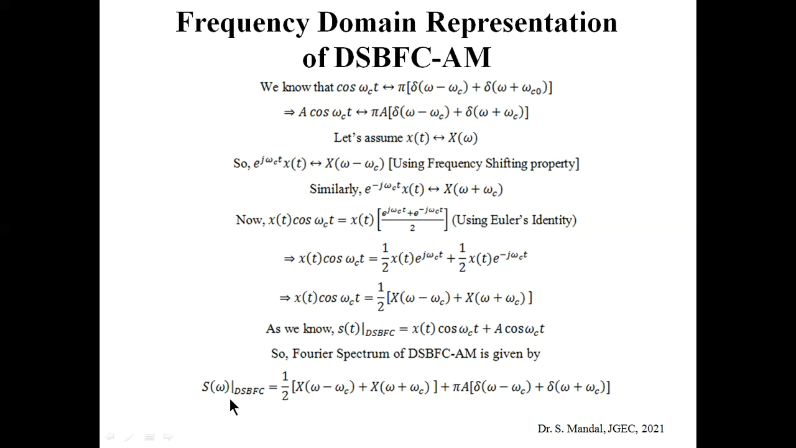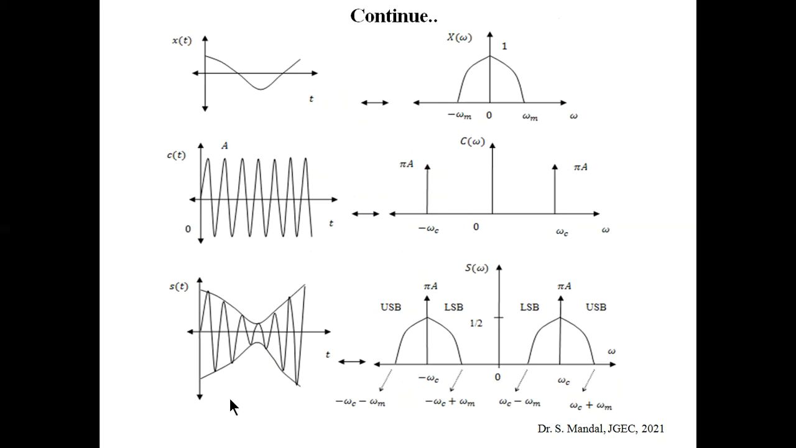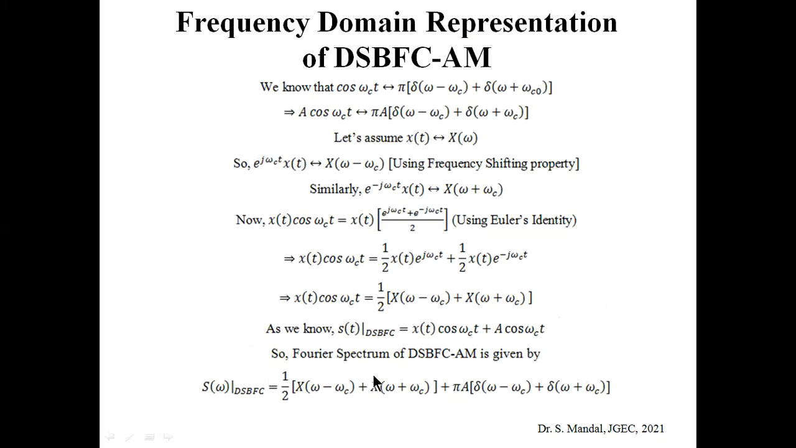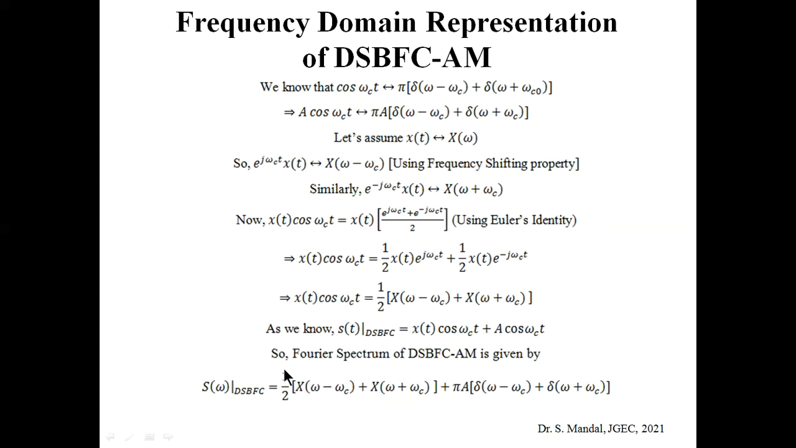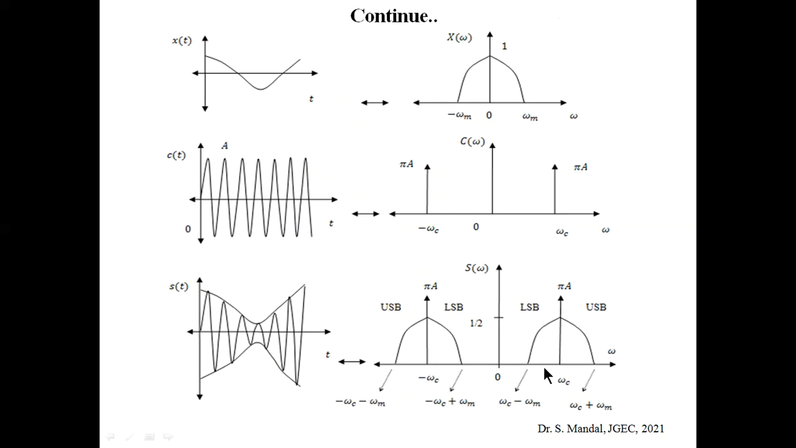Now, if you want to observe how the corresponding spectrum of S(omega) will look, it will look like this. Let's explain this spectrum. The first term, half, is the amplitude. The first term, X(omega minus omega c), means X(omega) will be shifted to the omega c point. So this is basically X(omega), and it will be shifted to omega c, shifted up like this.